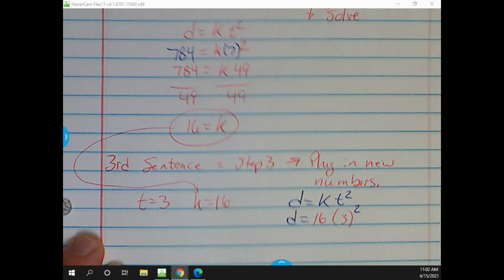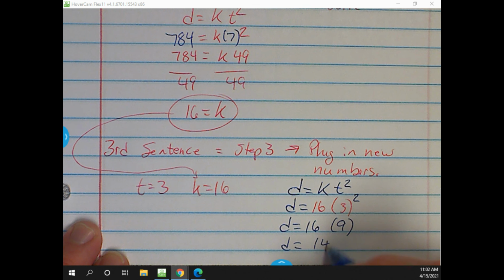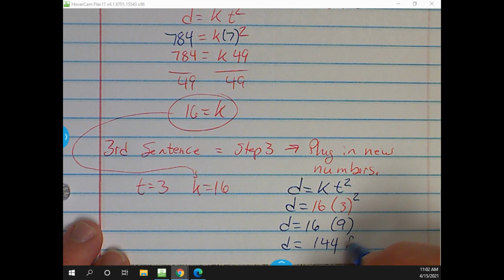And then from there, it's just order of operations. 3 squared is 9. And if we do 16 times 9, that would be 144. And it said find how many feet it's fallen. Well, that'd be 144 feet.